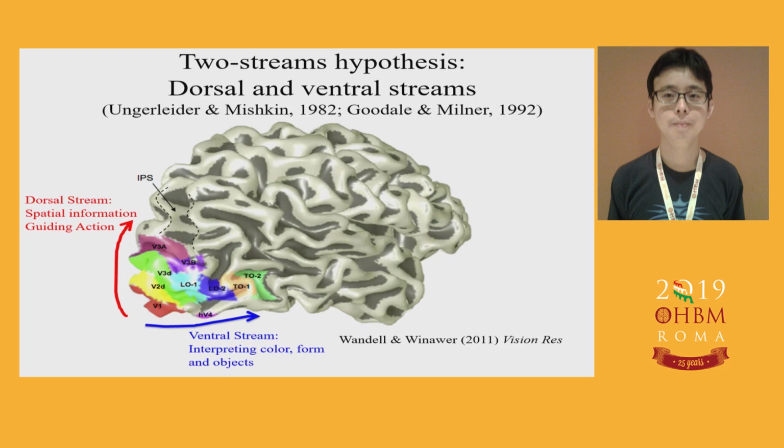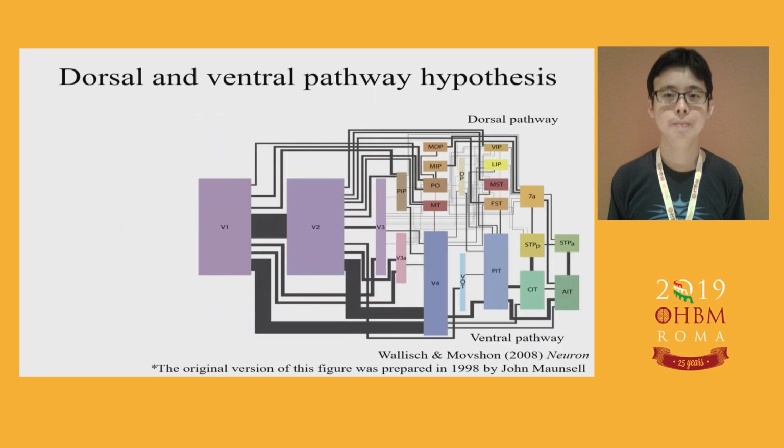While this two-streams hypothesis has been widely studied using many methods, we still do not understand how these distinct systems communicate with each other, because they are several centimeters away from each other. But in order to support our daily life, we need integration between such spatial information and categorical information.